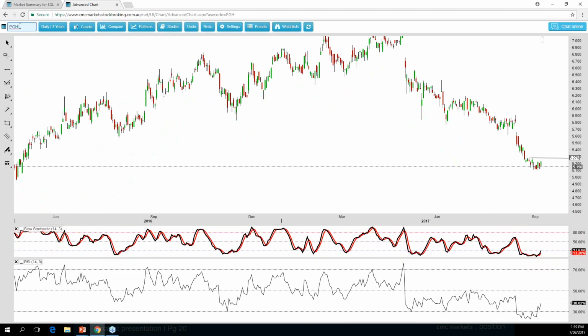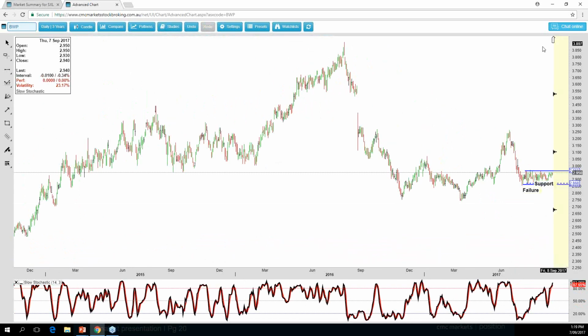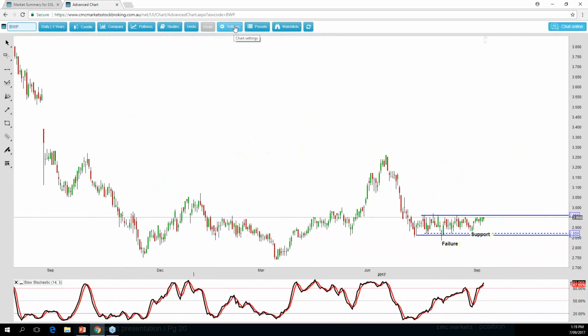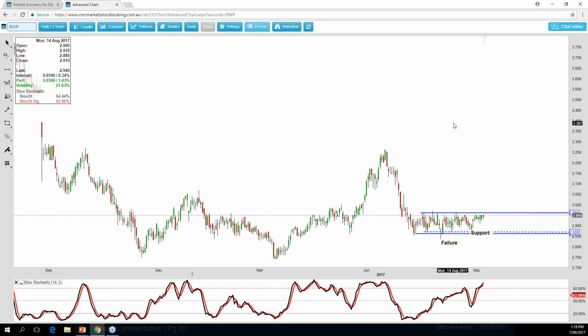Another example on the list here was BWP, which is the real estate trust that owns Bunnings warehouses. And I've already done this one. I've saved my work here. Well, I can do that by setting up presets. I use different time frames, daily, weekly, monthly. I set up my different charts so I can easily flick between the three. And then once I've done some work on it, if I update the setting, it will save that work for me, so I don't have to keep redrawing it.